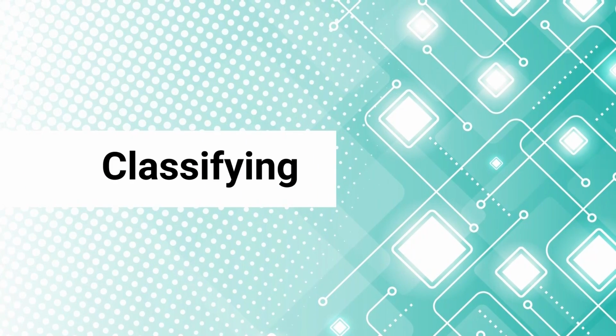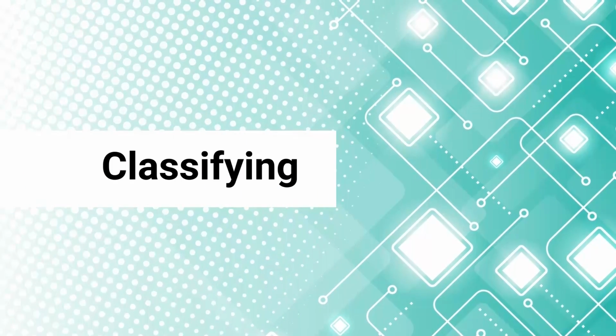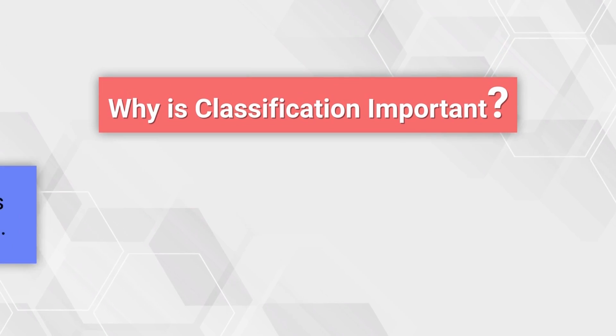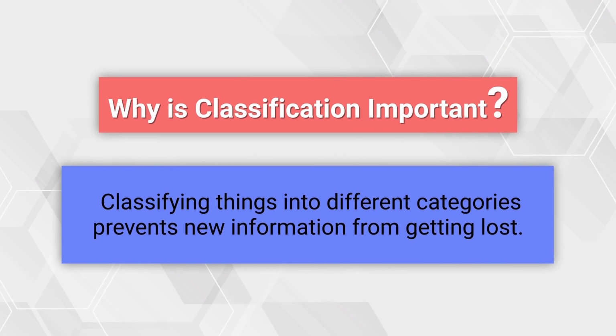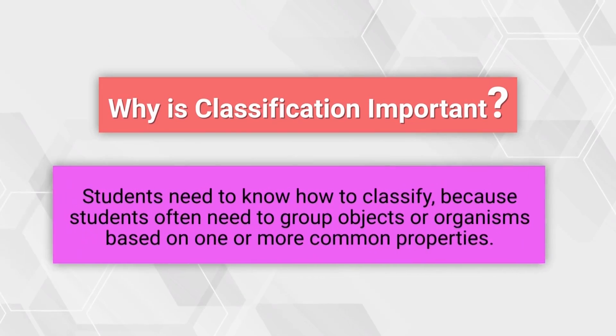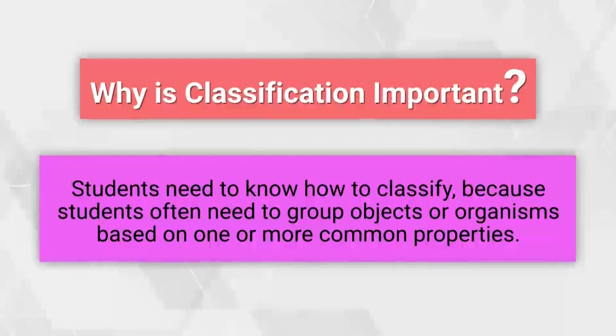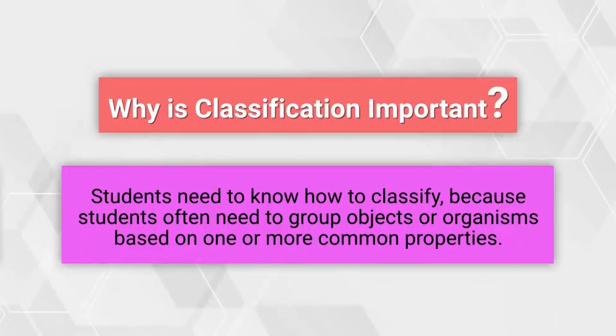Classifying is one more process skill. Why is classification important? Classifying things into different categories prevents new information from getting lost. We categorize by recognizing similarities and differences between things and how they relate to one another. Classification is the basis for all concept formation. Students need to know how to classify because students often need to group objects or organisms based on one or more common properties. This skill allows them to understand the differences and similarities between items of study.